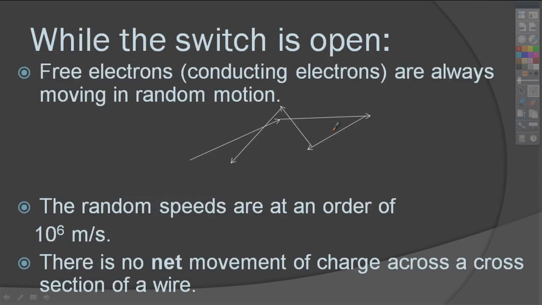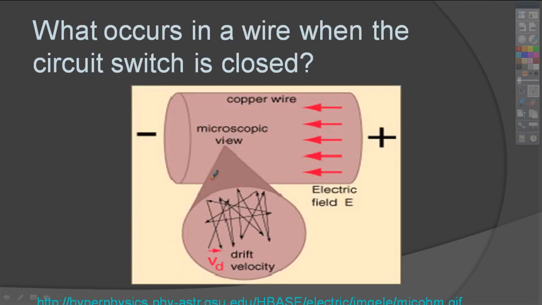So while the switch is open, free electrons, the conducting electrons, are always moving randomly. They just bounce wherever they want. And these speeds are pretty high. They're on the order of 10 to the 6 meters per second. And there's no net movement. So this guy might start here, but he's going to end up back right here. So there's no net movement across the section of wire.